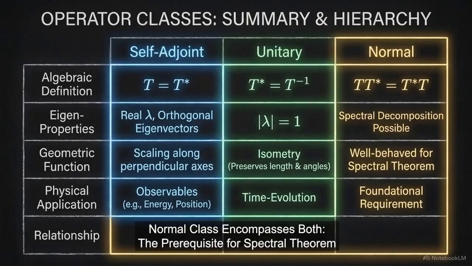This matrix summarizes the relationship between our three foundational operator classes. Self-adjoint operators are defined by equality with their adjoints. They yield real eigenvalues and orthogonal eigenvectors, serving as the mathematical basis for physical observables. Unitary operators equate the adjoint to the inverse. They function as isometries, preserving length and information during quantum time evolution. Normal operators provide the unifying rule of adjoint commutation, establishing the prerequisite for the full spectral decomposition of a system.